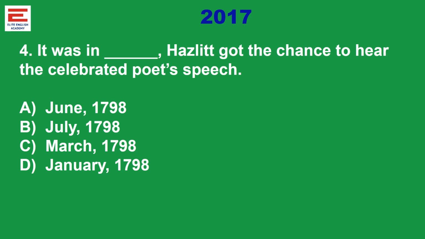Next question. It was in dash Hazlitt got the chance to hear the celebrated poet's speech. June 1798, July 1798, March 1798, January 1798. Actually, the word Hazlitt. So, what is the work given from Hazlitt? It is My First Acquaintance with Poets. So, that is the right. Then, which poet? So, that is the question asked.